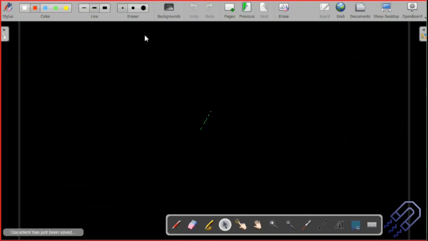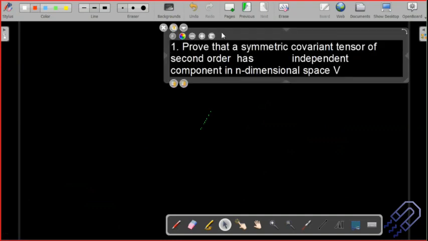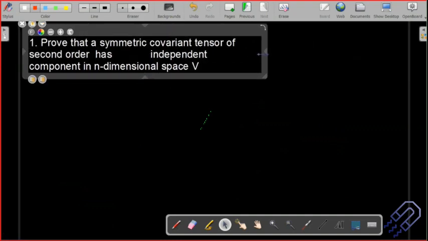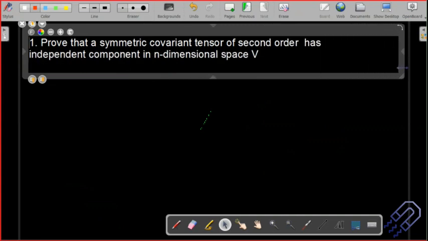Okay, so we're going to prove this, right? So this is what we have to prove.